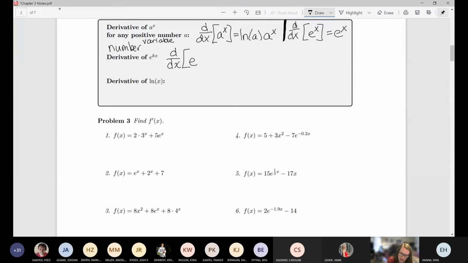of some e to the kx, where k is just a constant here, this is going to be, you essentially bring that constant out front and then have e to the kx again.